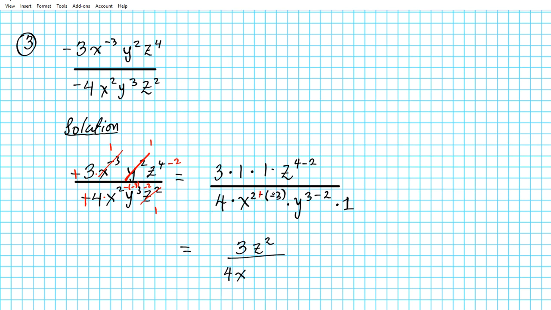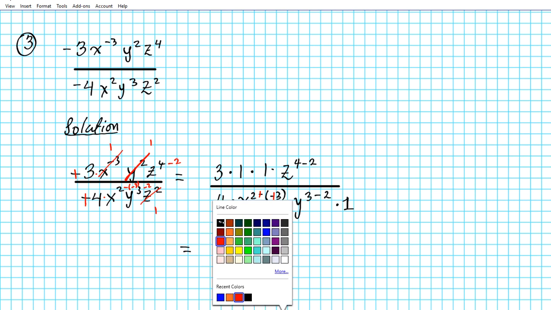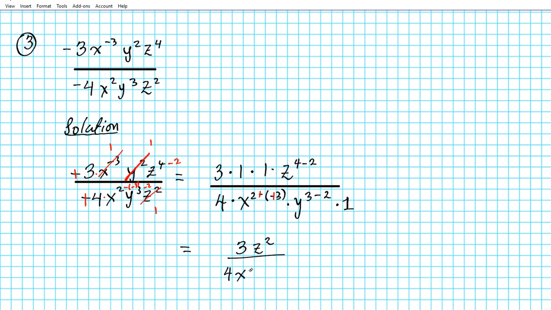2 plus 3. Okay? What's 2 plus 3? 2 plus 3 is 5. So we have x to the 5th power. And then for the y's, y to the 3 minus 2. 3 minus 2 is 1. So it's just y to the 1st power, which can be written as y.